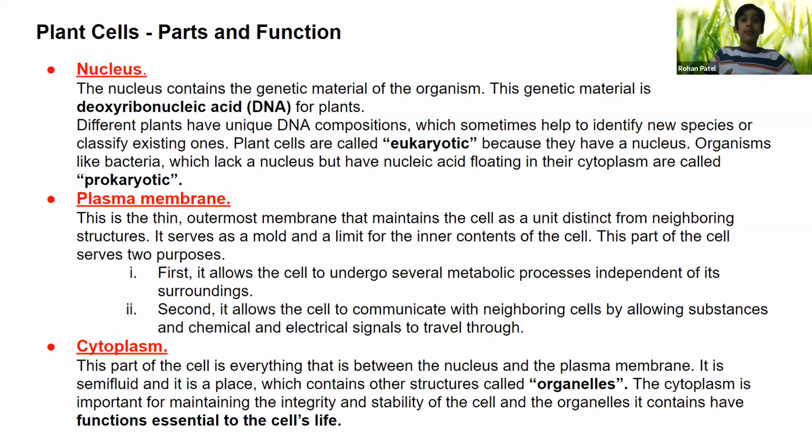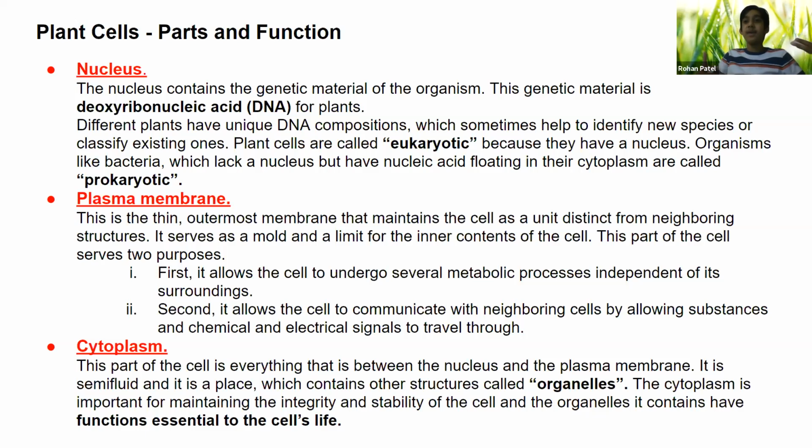They have plasma membranes, which is the thin outermost membrane that maintains the cell as a unit distinct from the neighboring structures. It serves as a mold and a limit for the inner contents of the cell, and it serves two purposes. It allows the cell to undergo several metabolic processes, and it also allows the cell to communicate with neighboring cells.